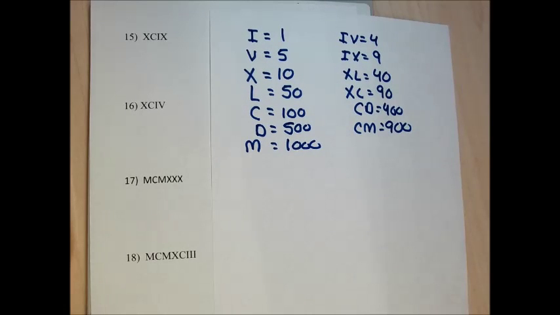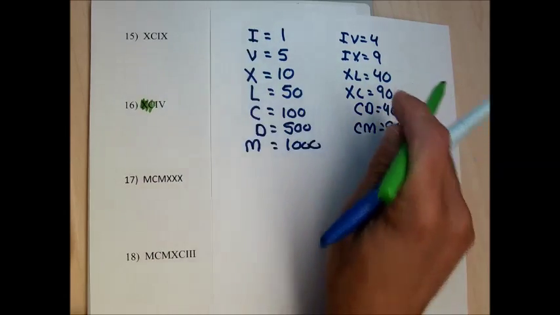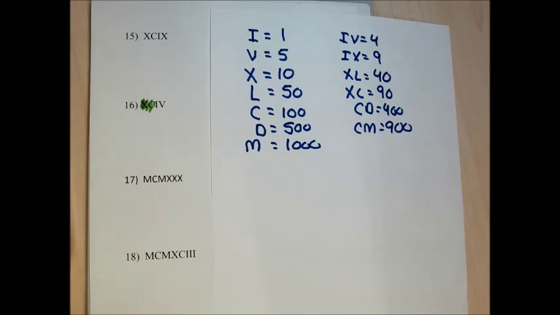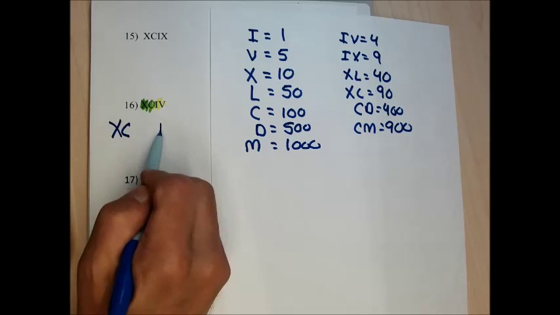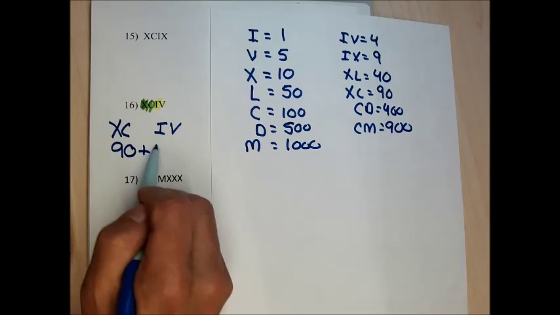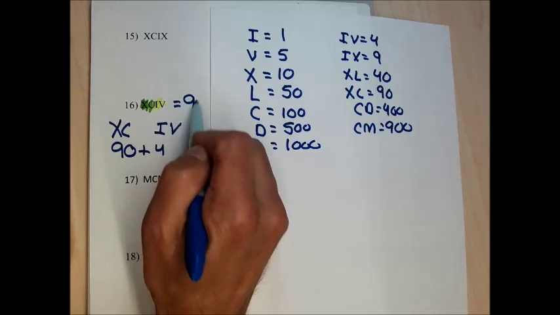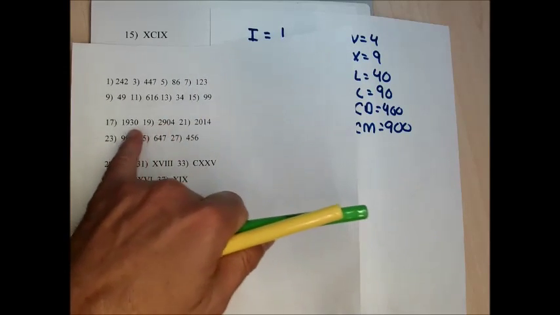I'll do 16 and 17 on this page. For my problem 16, I see an XC, which is one of the 2 paired numbers that I need to worry about, and I see an IV. So when I go to do my number 16, I get a value for XC, I get a value for IV. XC is equal to 90, IV is equal to 4. 16 is going to be equal to 94. Your 15, I believe, is equal to 99. And in a minute, I'm going to do 17 and try to get 1930.